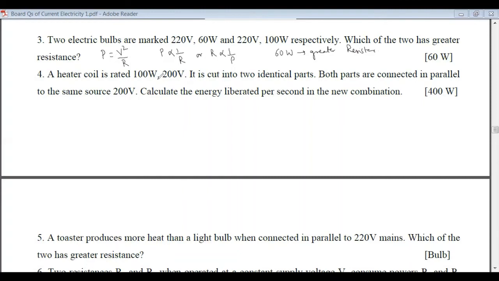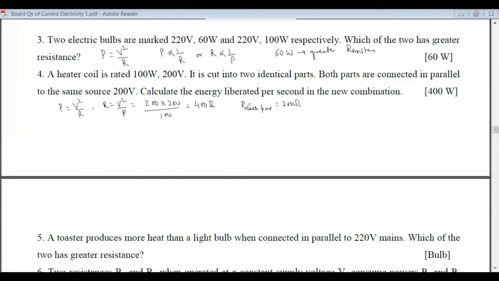Now it is given that the heater coil is rated 100 watt, 200 volt. So here we can find the resistance. We know that P is equal to V square upon R, so the resistance will be equal to V square upon P, and we get the resistance of the wire to be 400 ohms. Then it is cut into two equal parts, so each part will have a resistance of 200 ohms.